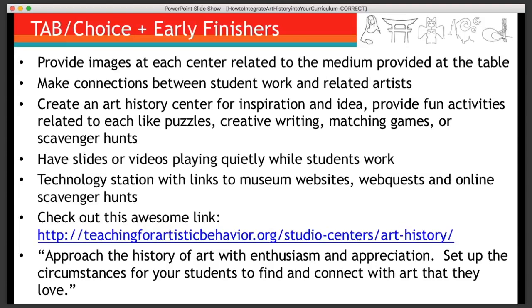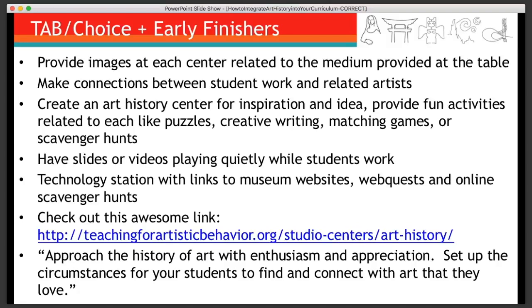Okay, so this slide's really terrible. I don't normally have this amount of text on the slide, but it's all right. This is for choice-based classroom. So here's a bunch of ideas. If you are in a situation where you do more choice-based, or this also works for early finishers stations, when they finish early, you've got this stuff set up.